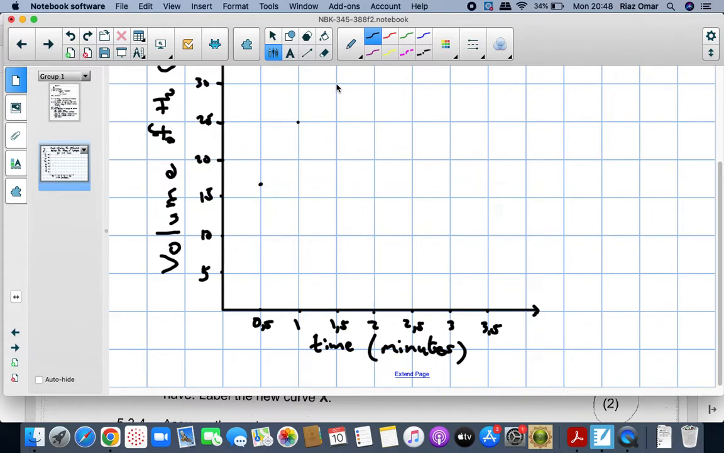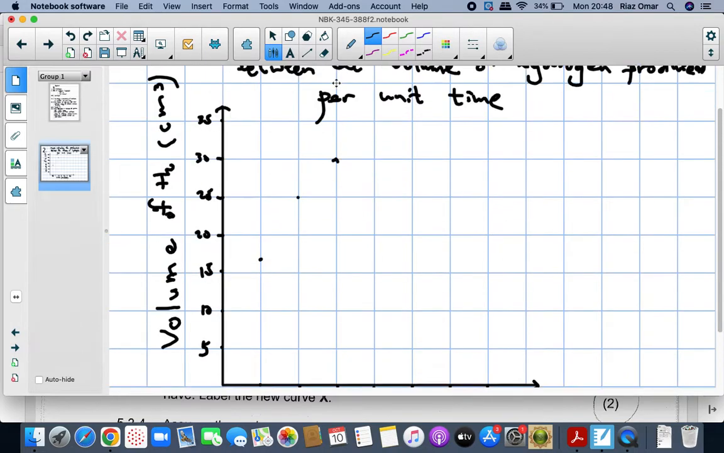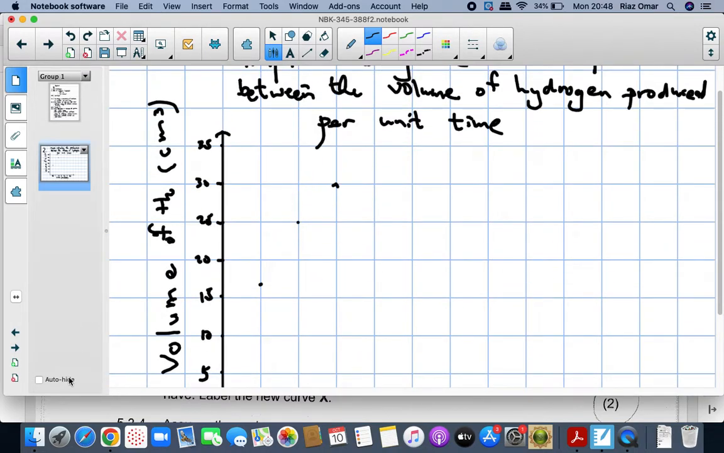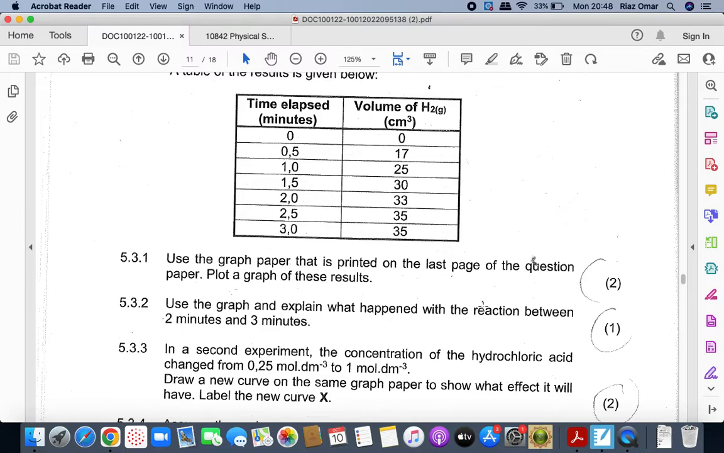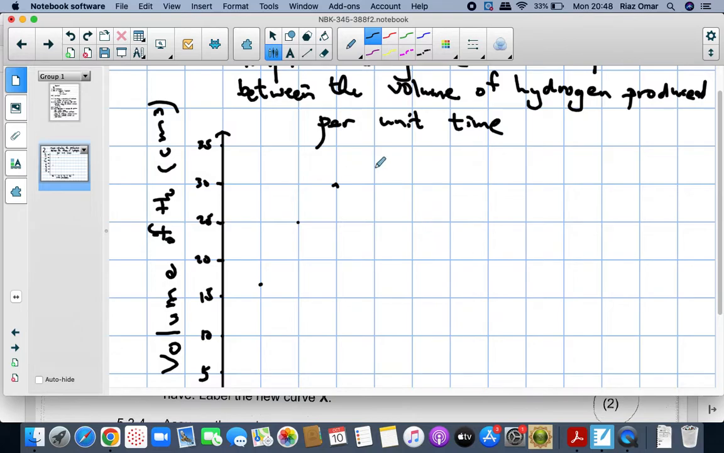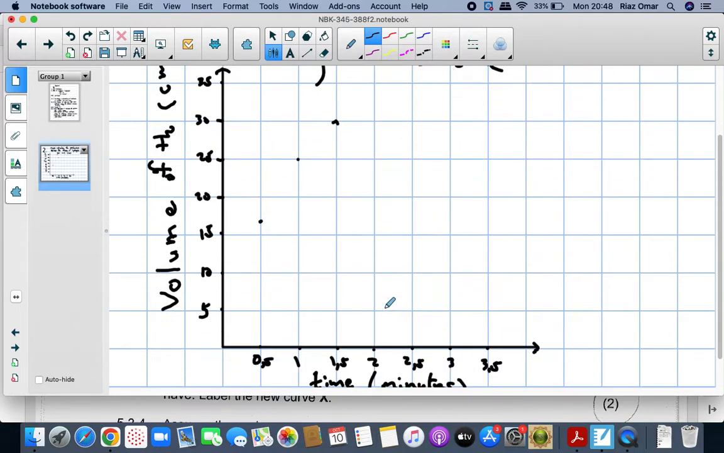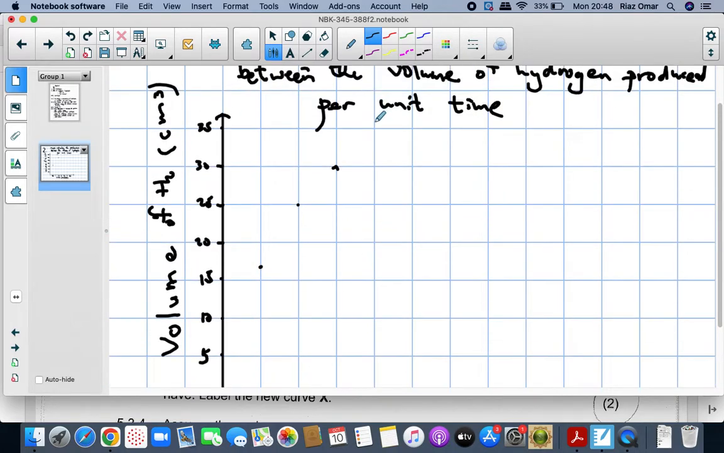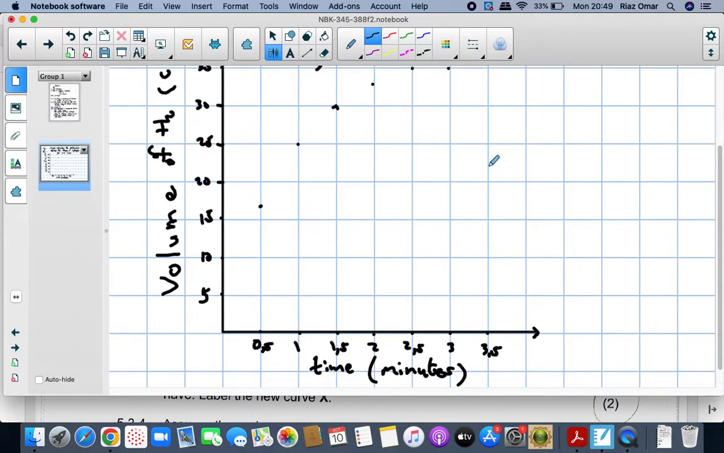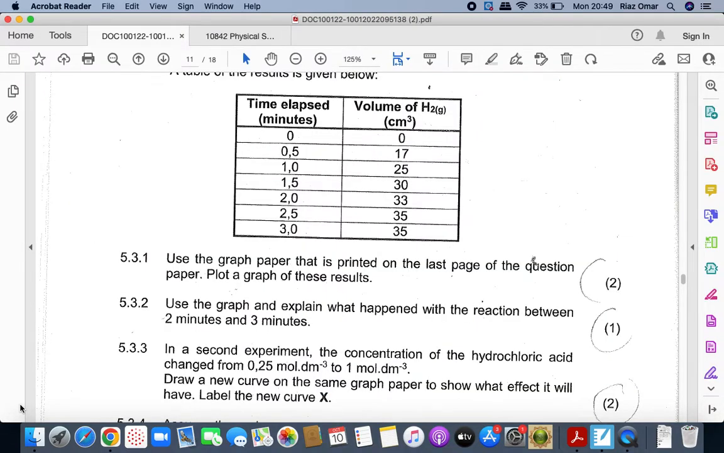1.5 at 30, 2 at 33. You can see here this is 2, and you can go to 33 here. It will be around there, and then this will be 35 for the next two readings, 3 and 3.5. So 2.5 at 35 and 3 at 35. Right, that's what we've got.